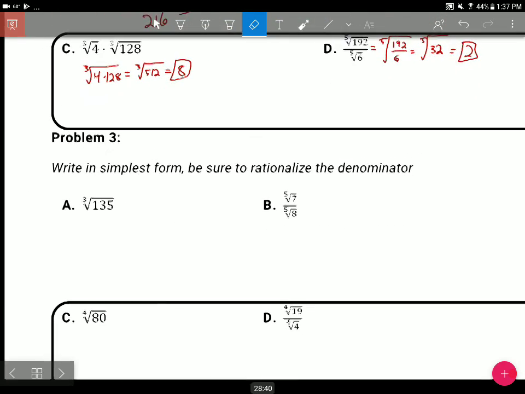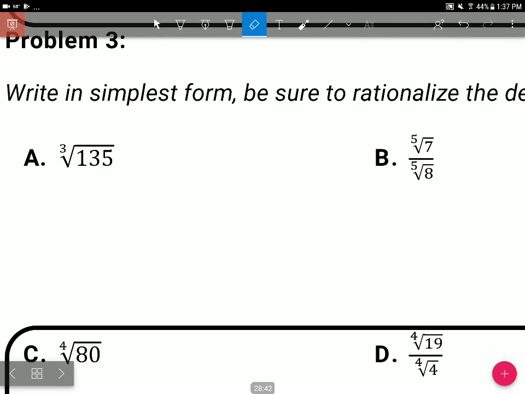It says write in simplest form. Okay, so first things first, I cannot take the third root of 135. I can't, not evenly at least. So what I'm going to do is, remember when we did stuff like this, we did the square root of, let's say, 48, and we realized, oh, that's 16 times 3, and the square root of 16 was 4, so that's 4 in the square root of 3. You remember that, vaguely? Yes. That's essentially what we're going to do.